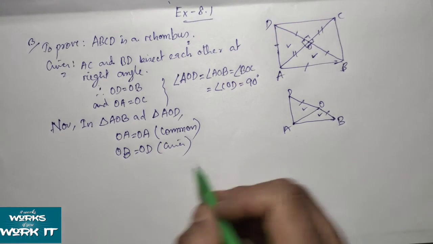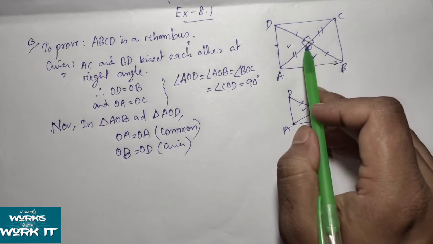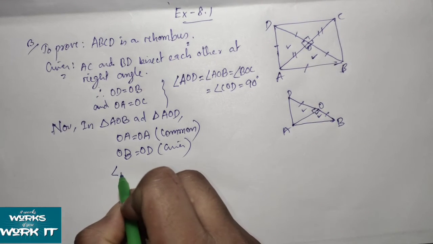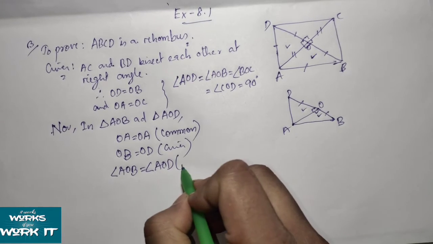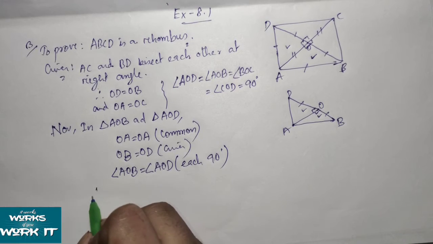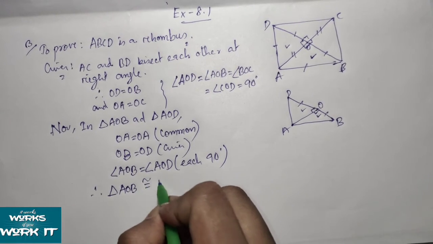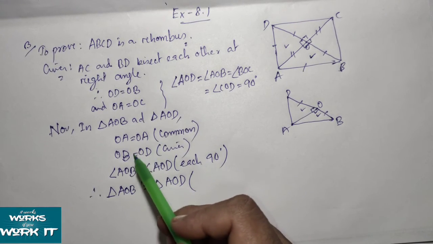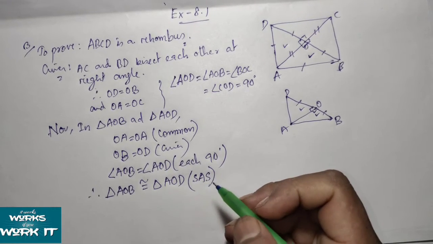Then, if you see the angles, this one and this one, they were all 90 degrees. So I am taking only two pairs of angles, so they will be 90 degrees. AOB is equal to AOD, each 90 degrees, and also you can write given. So therefore we have got three things equal, so we can write triangle AOB is congruent to triangle AOD. By which rule? I have shown two sides equal and then one angle equal, so the criterion here is SAS.